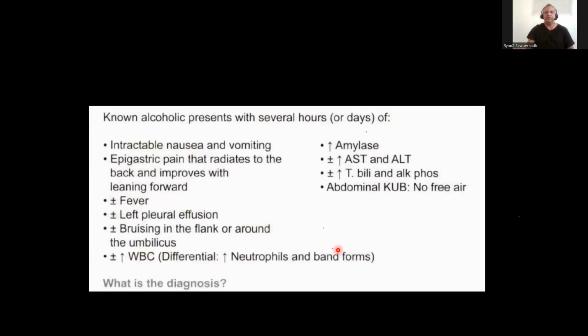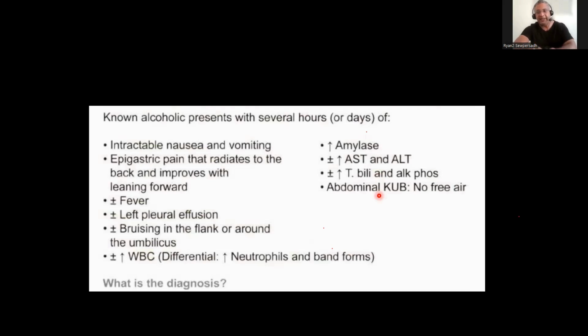Non-alcoholic patient comes in with several hours and days of intractable nausea, vomiting, epigastric pain that radiates to the back, improved on leaning forward. The patient may have fever, may have an effusion, may have bruising in the flank or around the umbilicus, which we call the Grey Turner sign and the Cullen sign, leukocytosis with neutrophilia and band forms, a raised amylase, may have raised transaminases, may have raised total bilirubin and alk phos, and the abdominal KUB ultrasound shows no free air.